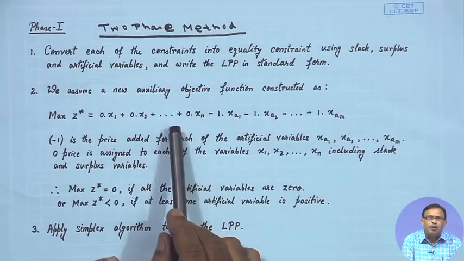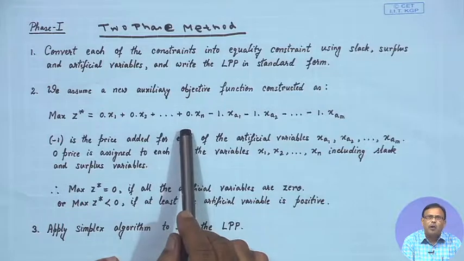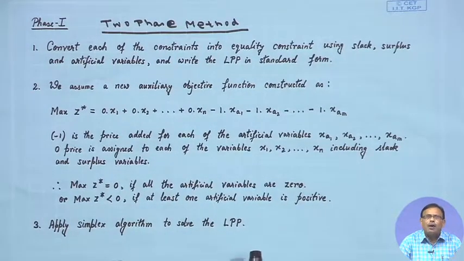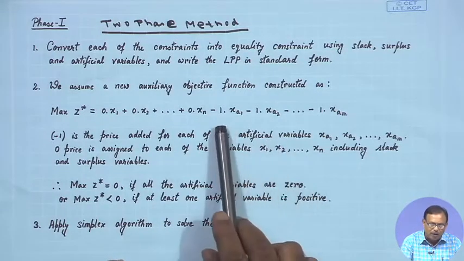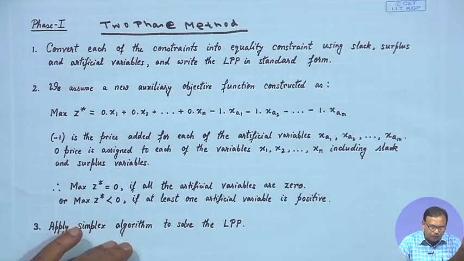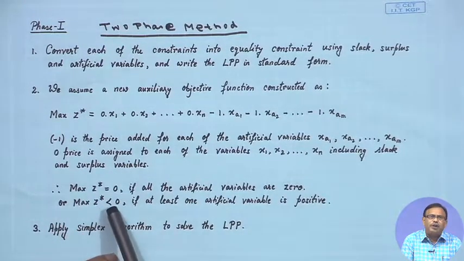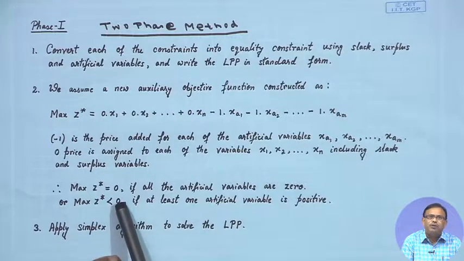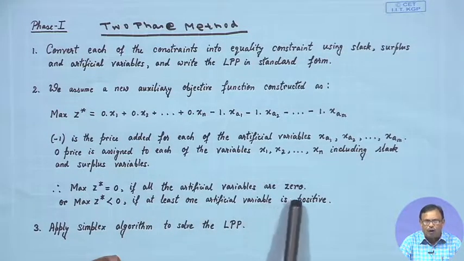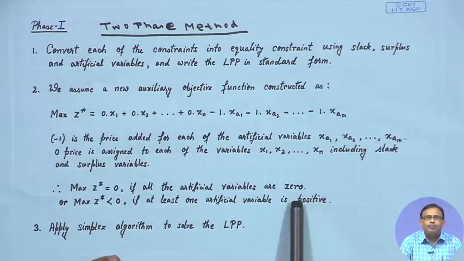So, the new objective function we have created, where all the variables except the artificial variables we are giving the coefficient we are assigning as 0, whereas for artificial variables we are assigning the value as minus 1. So, maximum value of z star, if you see, it will be 0 whenever value of all artificial variables will be 0, which actually we want, that we want to make all artificial variables as 0.